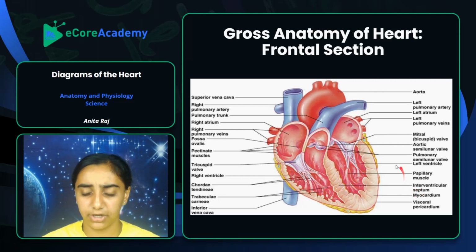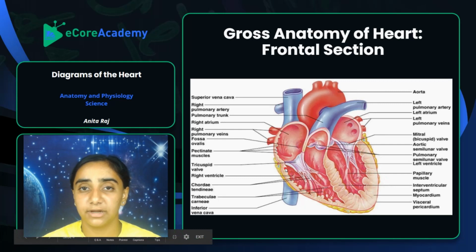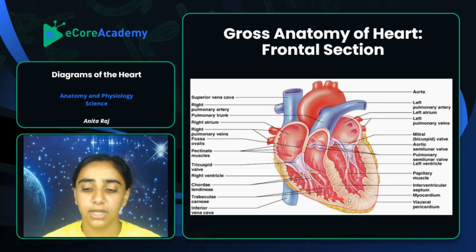Then you have the myocardium. Remember, it is the third layer of your heart. You have the pericardium, epicardium, myocardium, and then endocardium. So this is a very thick layer of muscle. Remember, it provides structure for the heart muscle. It also has the conducting system of the heart. It helps the heart in contraction and relaxation. So that is your myocardium.